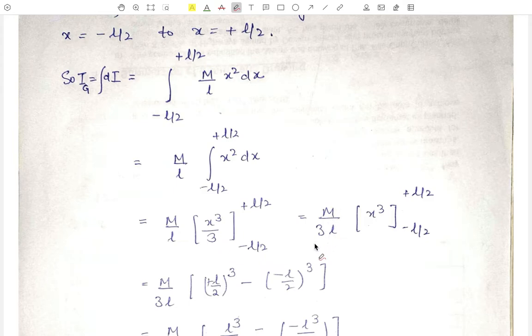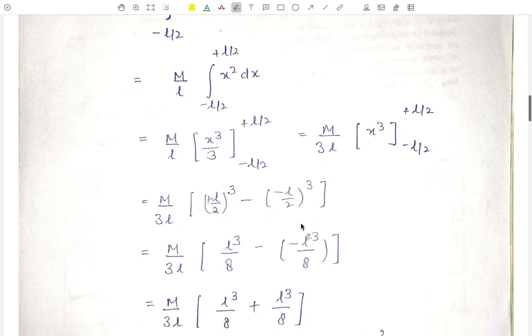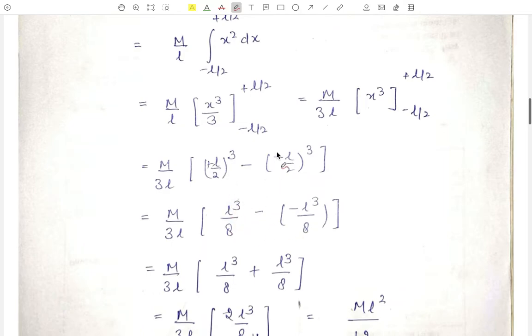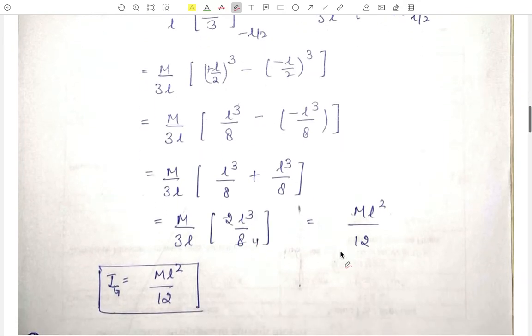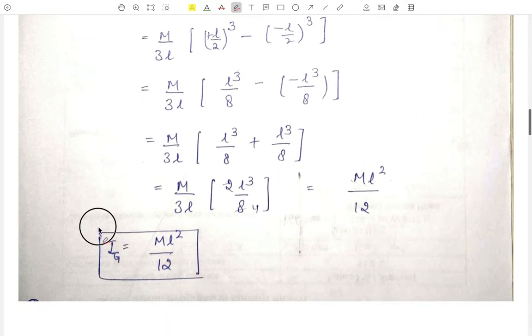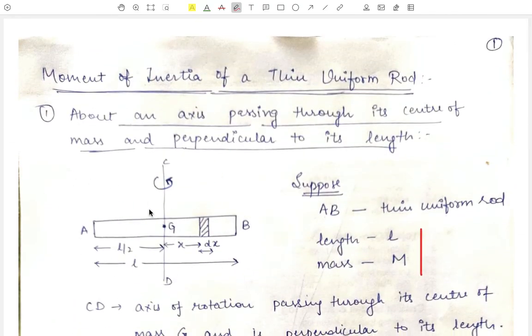On simplification, we get m upon 3L times x cubed from minus L by 2 to L by 2, that is m upon 3L times (L by 2 cubed minus minus L by 2 cubed), which is L cubed upon 8 plus L cubed upon 8. Upon simplification, we get mL squared upon 12. This is the moment of inertia of a uniform rod about an axis passing through its center of mass and perpendicular to its length, as we can see here.